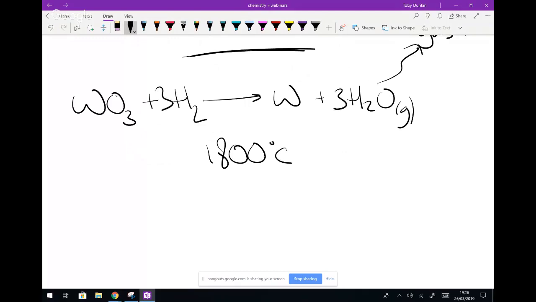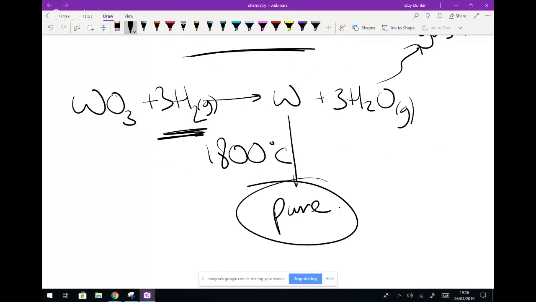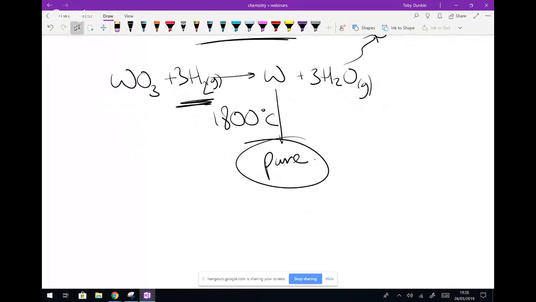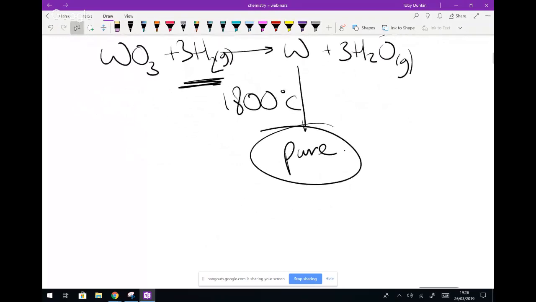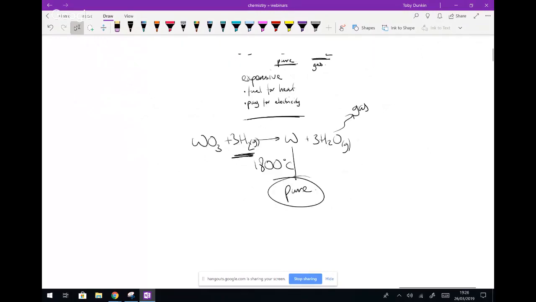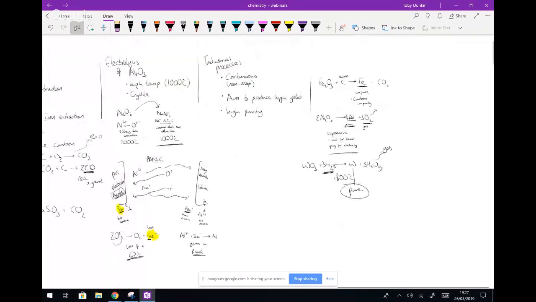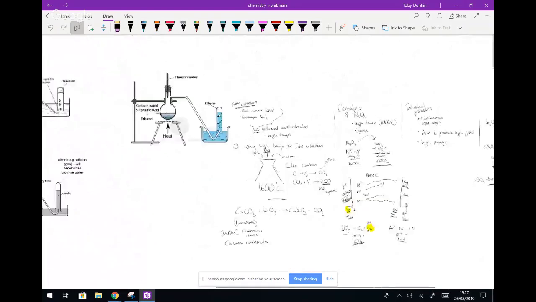There we go. So the tungsten, once again, comes out incredibly pure because we're putting in a gas and creating a gas as our byproduct, rather than a solid. So we get an incredibly pure tungsten at the output, which is, by the way, useful considering we use it for light bulbs. If you want a light bulb to glow, you need it to be very, very pure, otherwise it will reduce its conductivity, hence its efficiency. Okay, so I feel like I can box off the metal extraction at that point.